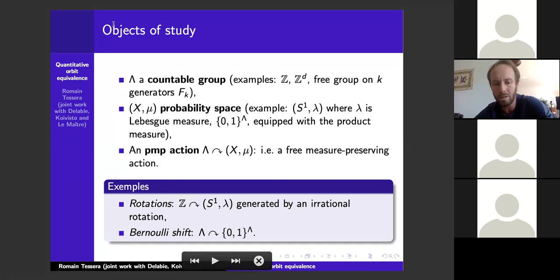And another example is what's called the Bernoulli shift, which is an action that can be defined for any countable group. And it's simply the action of lambda on this space that I already described, {0,1} to the lambda, all the functions from lambda to {0,1}, equipped with the product measure. And of course, the action of lambda here is by translating, by shifting. So these two actions are well known and very interesting to study, and they are ergodic.